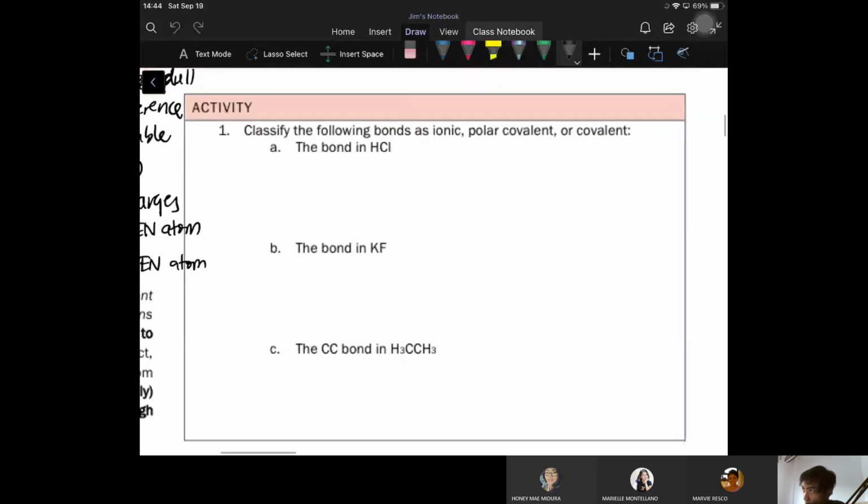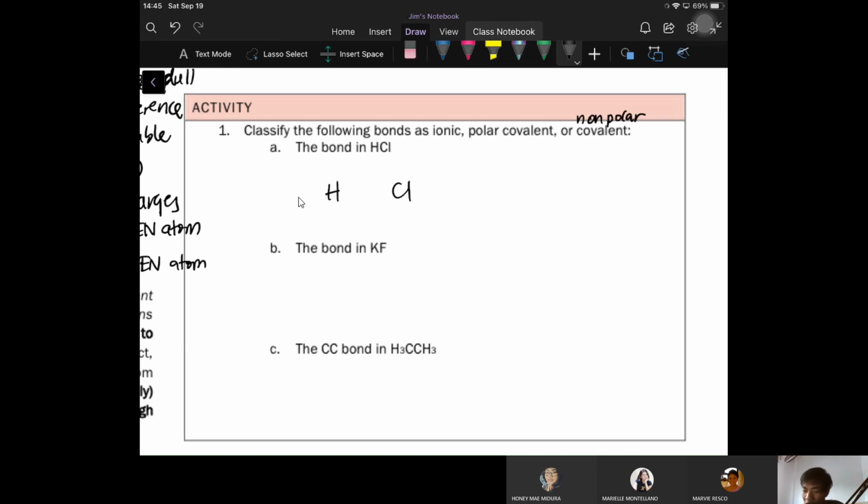Okay. So, number 1. Let's classify the following bonds as ionic, polar covalent, or non-polar covalent. The bond in HCl. Nagawa na natin ito, pero paano to? Check natin yung bonds kung ionic siya, polar covalent, or non-polar covalent. Alamin mo yung electronegativities nila. Okay, si HCl na.